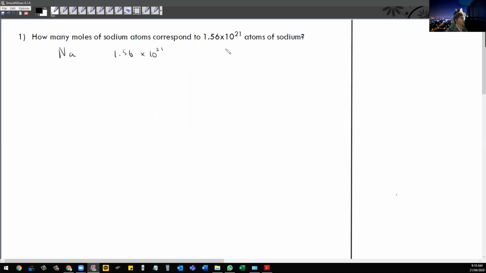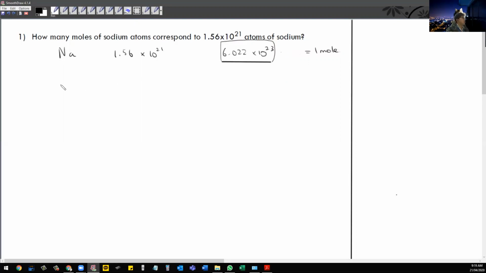So we know that 6.022 times 10 to the power of 23 atoms correspond to 1 mole, right? Just bear in mind, this Avogadro's number does not have any unit, okay? So it's just the number of particles. You can have atoms, or instead of atoms, you can have molecules. So whatever entity you're talking about, that becomes the unit, okay?